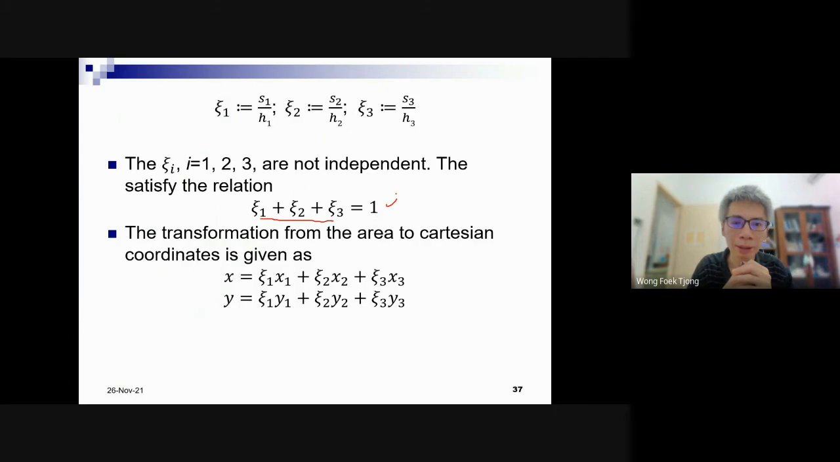Well, another aspect of area coordinates, how to connect the 2 coordinate systems. We have the area coordinate system, we have the Cartesian coordinate system. The connection is given by this formula, or the transformation. So if we know the nodal coordinates, this is x1, y1, x2, y2, x3, y3, and we know the position of the point, and then we want to calculate the Cartesian coordinate, just use this formula, okay?